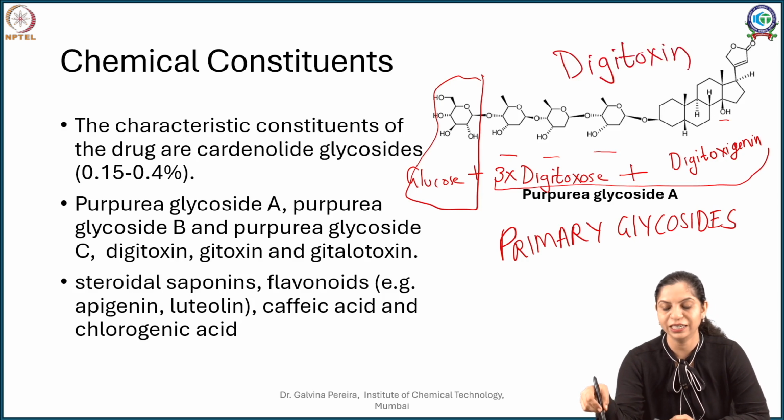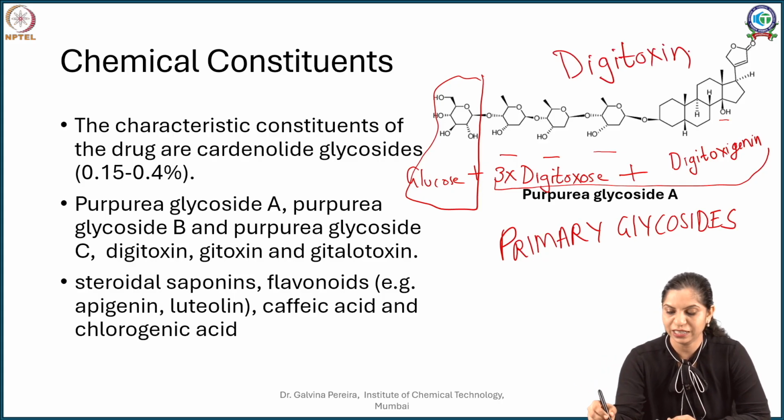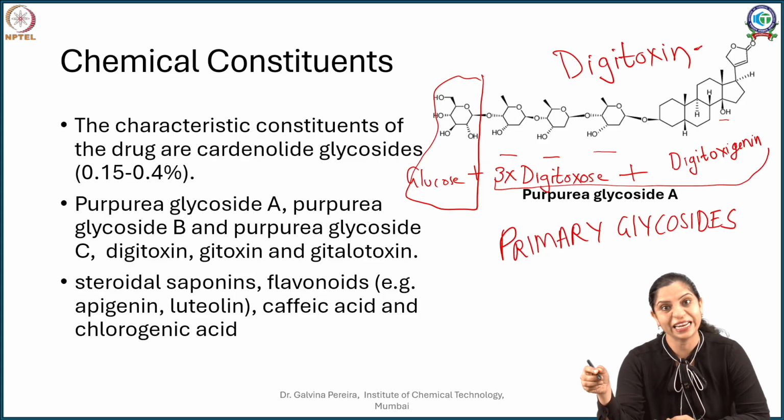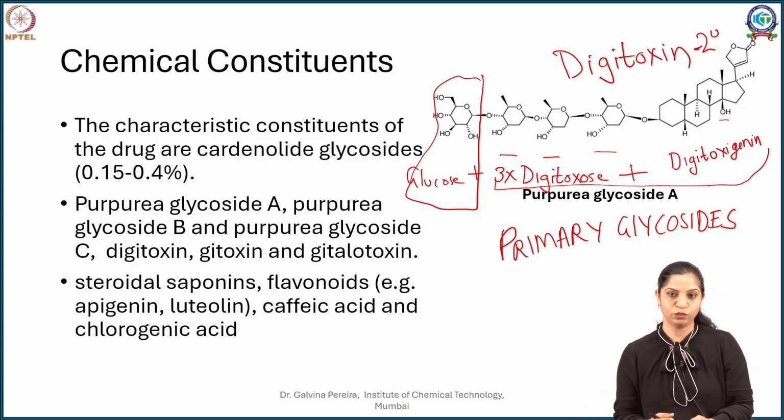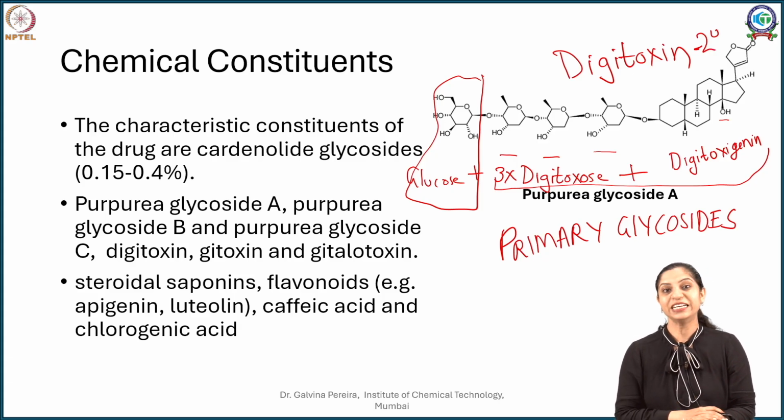So digitoxin is an aglycone plus 3 digitoxose when you remove a glucose molecule. Now this is referred to as a secondary glycoside. So once the enzyme removes the glucose, you get this as a secondary glycoside. Now in a similar way, your purpurea glycoside B will give you gitoxin and purpurea glycoside C will give you gitaloxin.